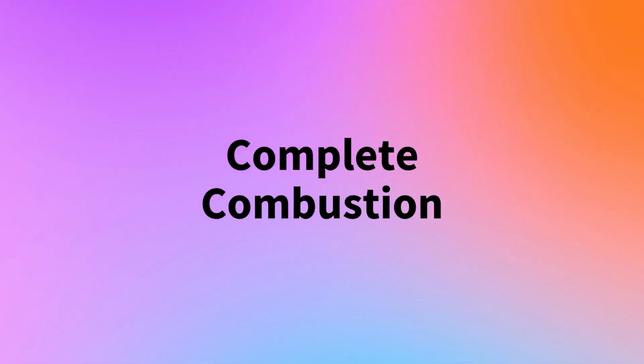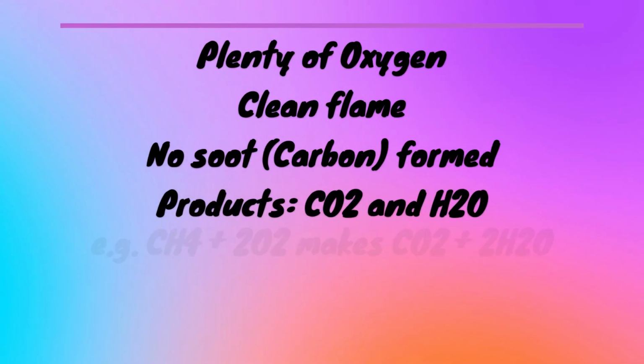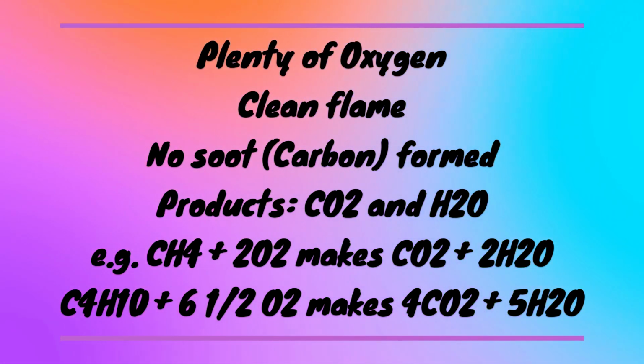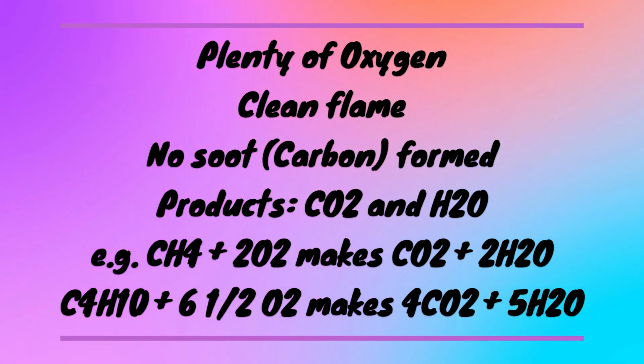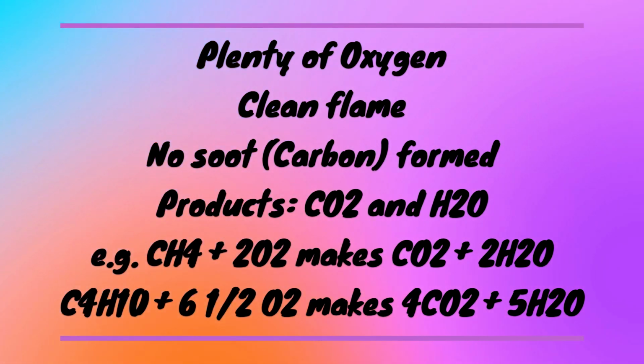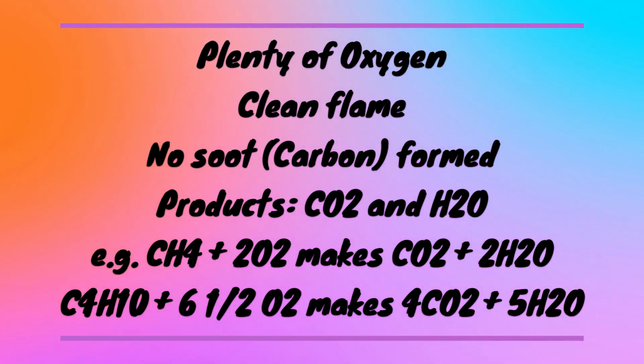Now, there are two types of combustion. The first one is complete combustion. Complete combustion occurs in plenty of oxygen when we burn with a clean flame. No soot or carbon is formed, and the products of complete combustion are carbon dioxide and water. For example, CH4 plus 2O2 makes CO2 plus 2H2O. We've got carbon dioxide and we've got water forming, so we know it's complete combustion. For example, again, we've got C4H10 plus 6.5O2 makes 4CO2 plus 5H2O. We've got CO2, we've got H2O.